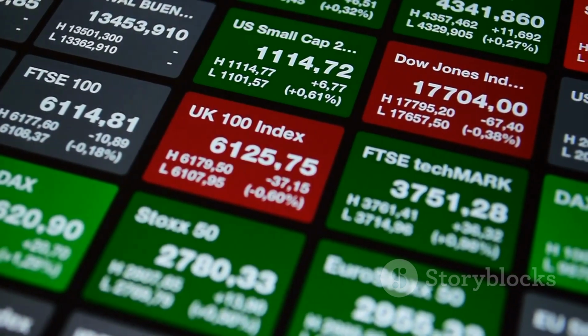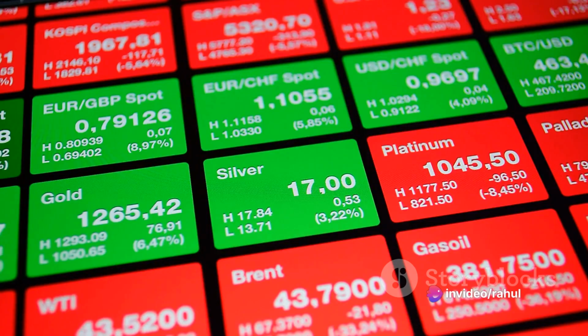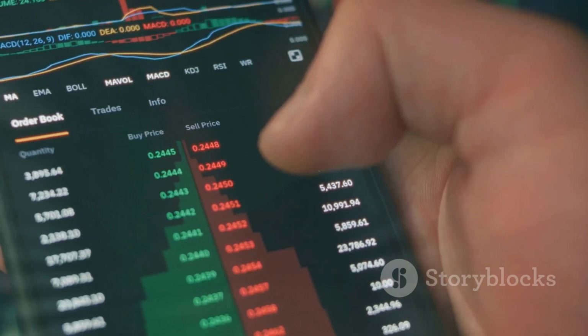There are two types of options: calls and puts. Call options give the holder the right to buy the underlying asset, while put options give the holder the right to sell the underlying asset. These options are traded on public exchanges, and their prices fluctuate based on the market.